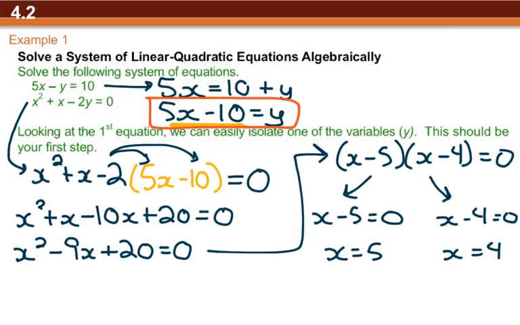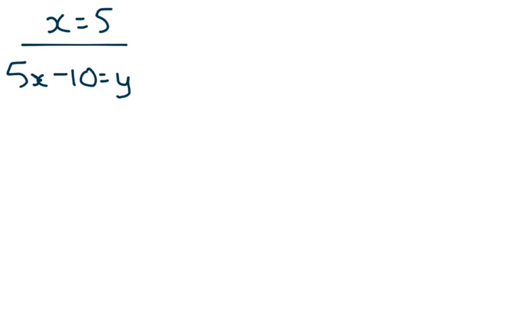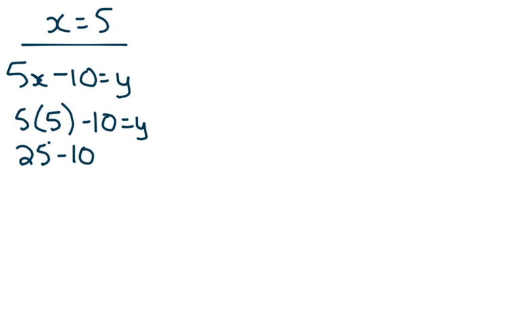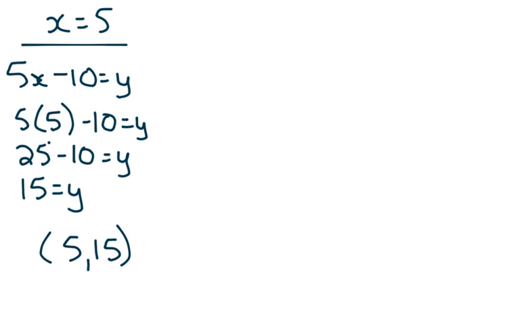So I just have to move over to the next slide to get enough space. So when x equals 5, well, what we know is that 5x minus 10 equaled y. Substitute in that 5 for x. Do some calculations. 5 times 5 is 25, and 25 minus 10 is 15. So what this tells us then is that the point of intersection of these two graphs is at 5, 15.